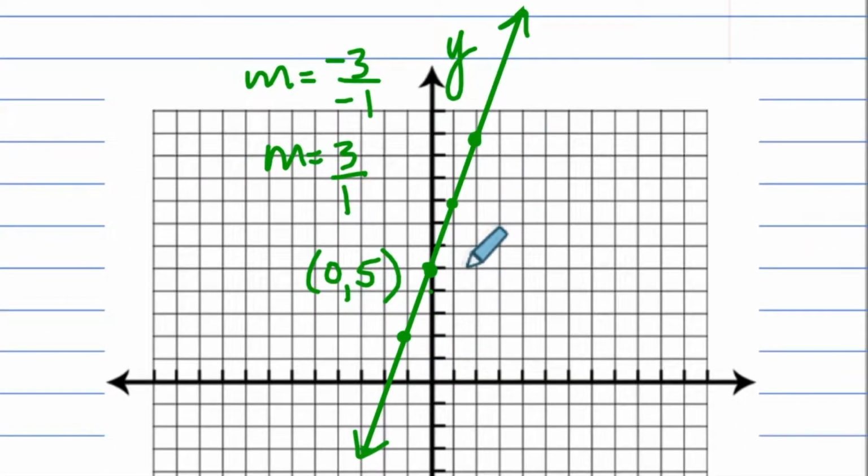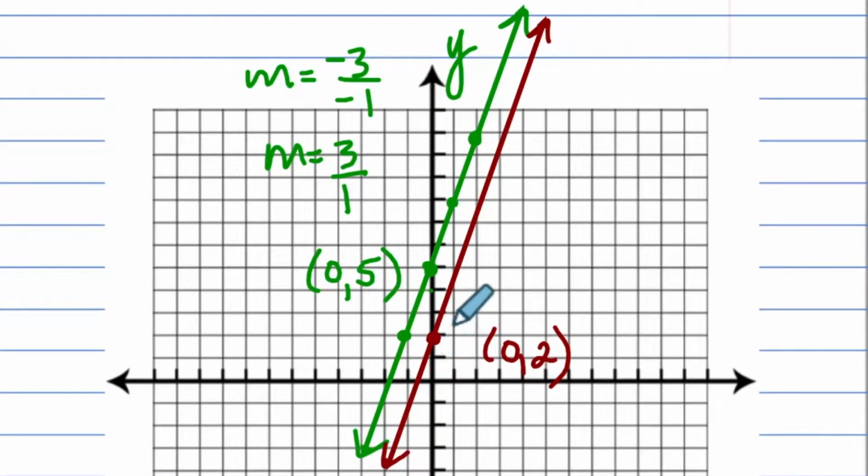Here's the line I see, and now we have a second line that's parallel to that line with a y-intercept of 2. Y-intercept of 2 is 0, 2. The invisible line then would look much like the green one, but just shifted down. We see that the red line looks to be parallel, and if we count up 3 over 1, we can see that the slope is the same.